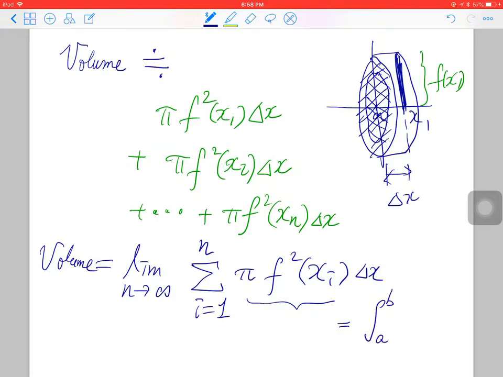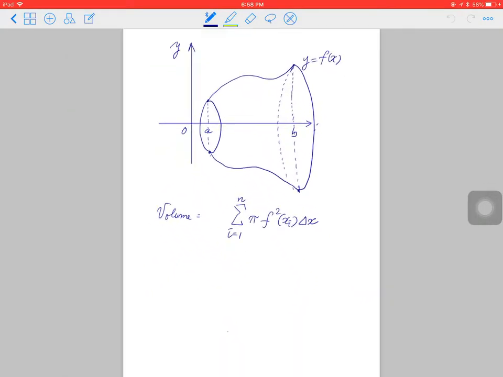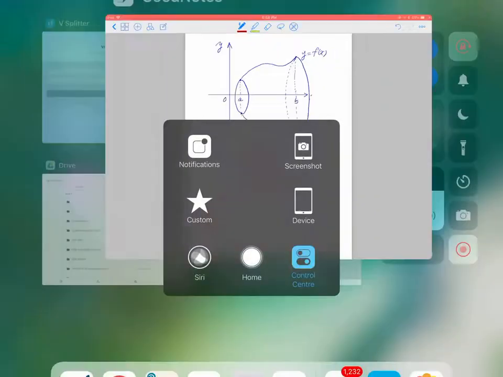So this is the integration from a to b, and the integrand is not g(x) but this time pi f(x) squared, with delta x replaced by dx. So we have the volume. To sum up, we can find the volume exactly equal to the limit of this stuff, and we can use integration to help us finish the calculation of the volume. That's why.